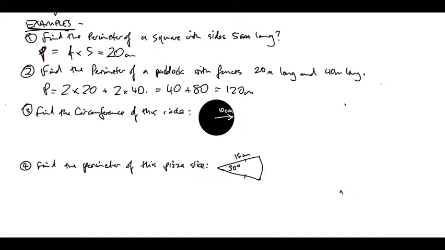Find the circumference of this circle. So circumference, special name for the perimeter. Circumference is going to be, we don't have the diameter, we do know the radius, which is 10, so it's going to be 2 lots of pi times r. It's going to be 2 lots of pi times the radius, which is 10. That's going to end up being 20 lots of pi, and I just need to grab my calculator.